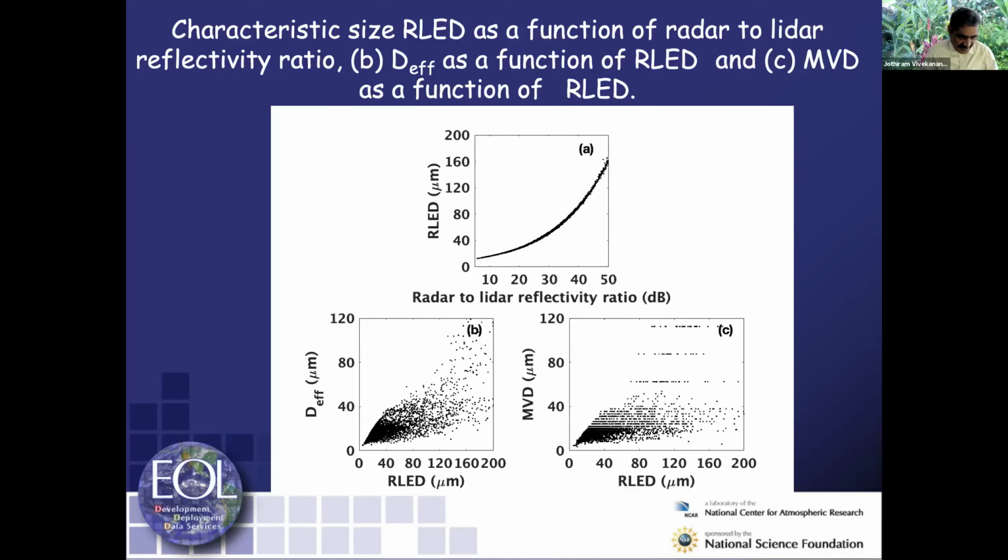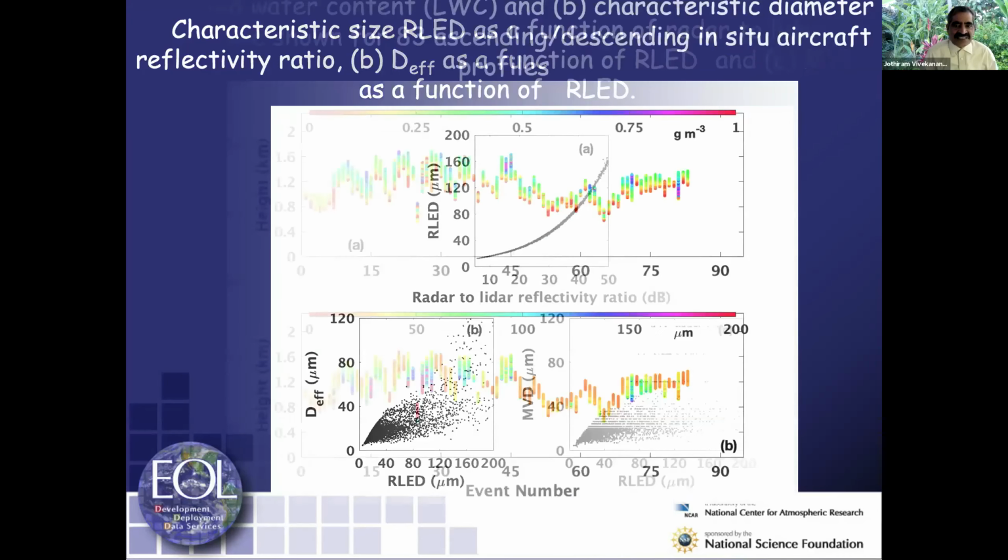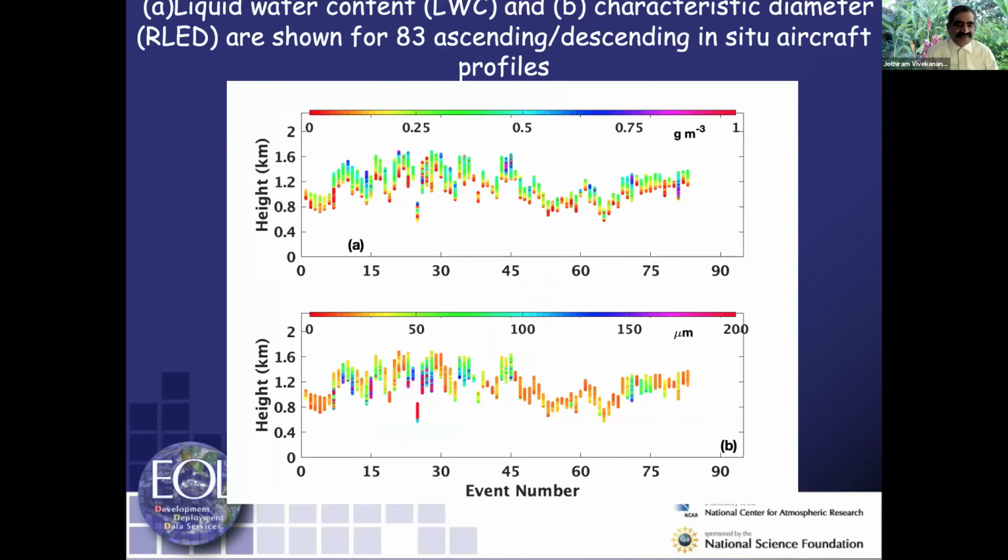With that, I show here what I computed in the case of liquid water content, and also RLAD, in this case, droplet size. Now, this is for 83 events, profiles done in VOCALS. Height is shown on the y-axis, up to 2 kilometers or so. And these are stratocumulus clouds, shallow clouds, as I described earlier.